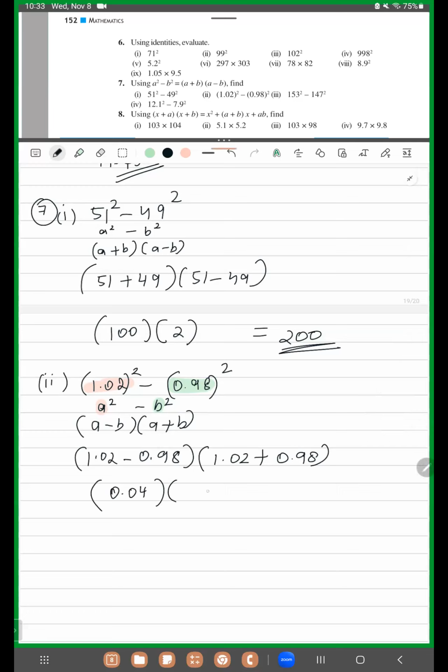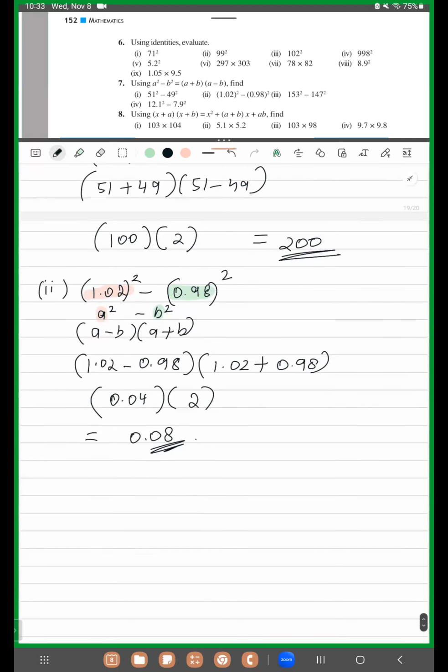I think 4. 0.04, bachche. Oh, yeah, 0.04. And then 2. Yeah. And then 0.08. Good.